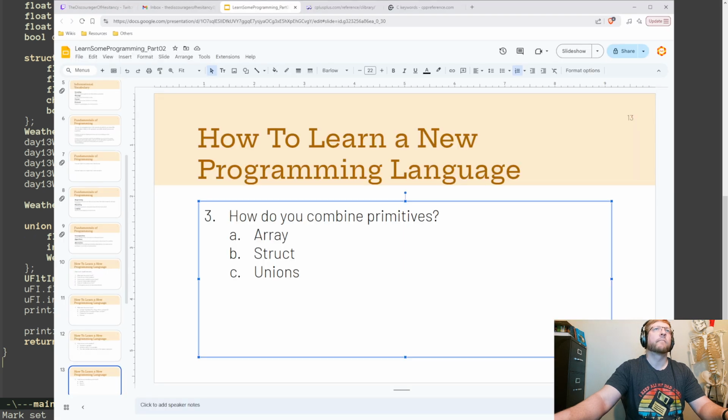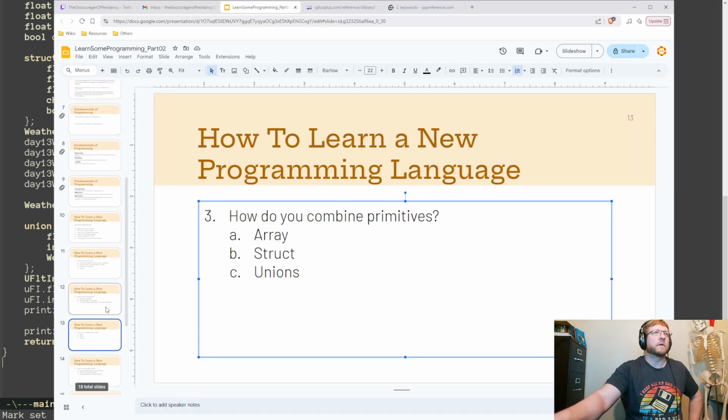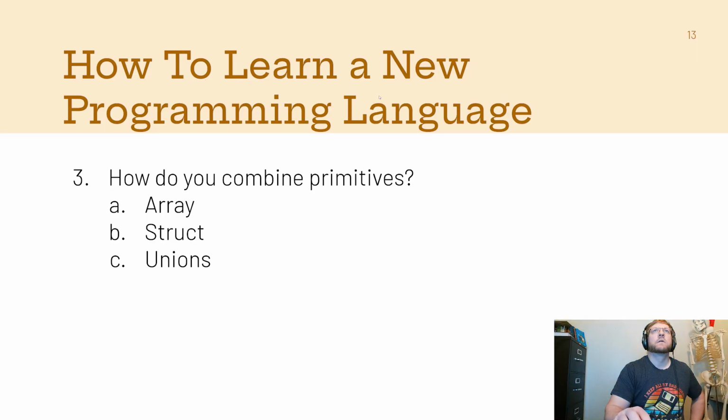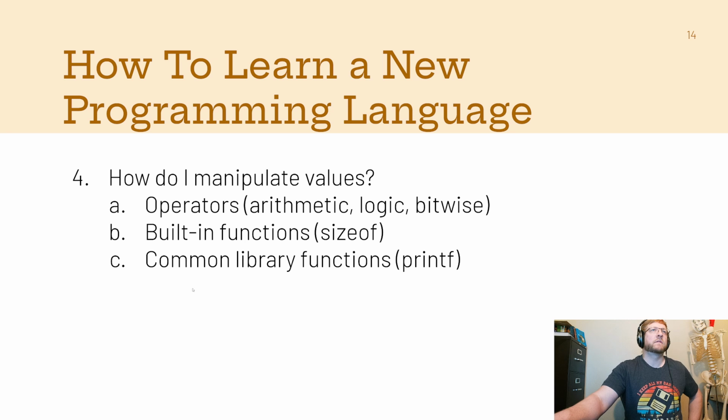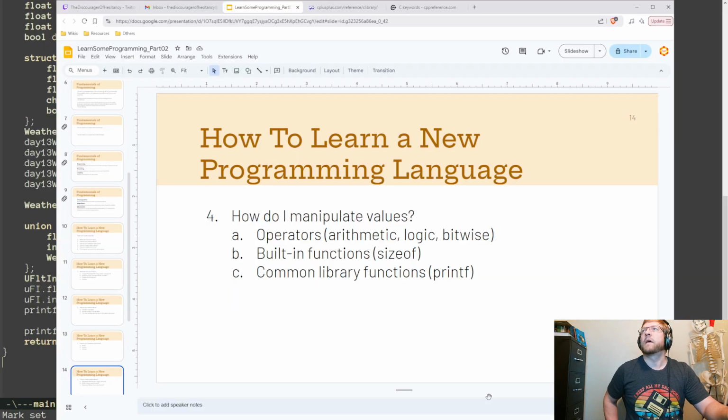There it is. Okay. So how do you combine primitives? We talked about that. How do I manipulate values? So we have operators, we have built-in functions, we have common library functions, and there's a bunch of them. So we'll just go through a few just to get a little bit comfortable with some of these ideas. And actually, long is not guaranteed 64-bit. Yeah, the size of any of those is not guaranteed, I don't think at all ever.